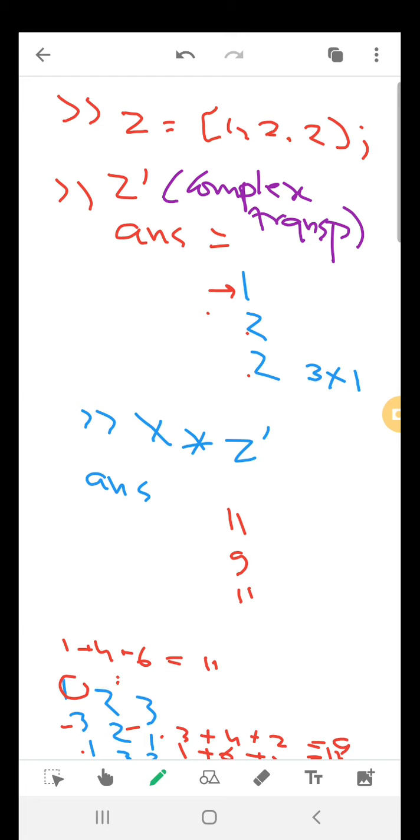So as we started with, we have multiplied a 3 into 3 matrix with a 3 into 1 matrix. So the inner dimension is common, and ultimately we get a 3 into 1 matrix. So this is the 3 into 1 matrix.